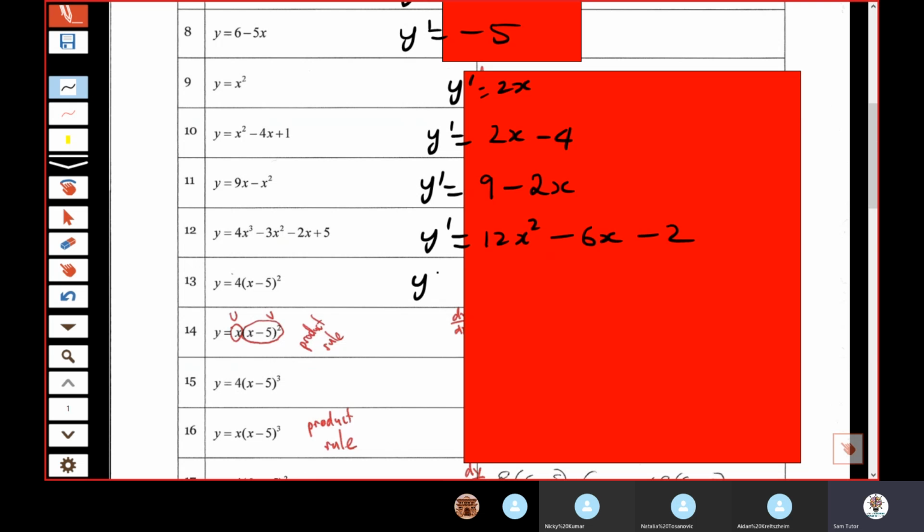Y dash. All right. Aiden, do you remember what this one was called, to be able to differentiate this? What was it? The chain rule? Yeah, it started with C, chain rule. Do you want to try it? So you bring the 2 down. And then? Yeah, write it down.